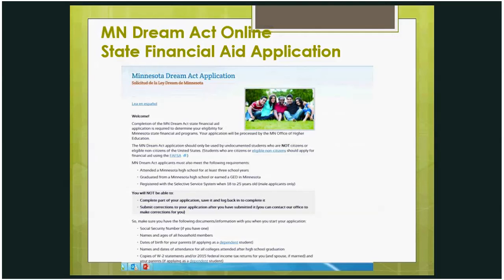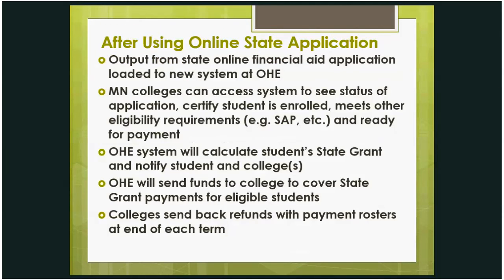We can't use IRS data retrieval because we're a state. We'll make any corrections when we do verification for them. So that's one difference from the FAFSA. And then we do all that in our office. We screen them, we award them, and then we just tell colleges who we awarded. They certify they're enrolled, and we send the money to the campus.